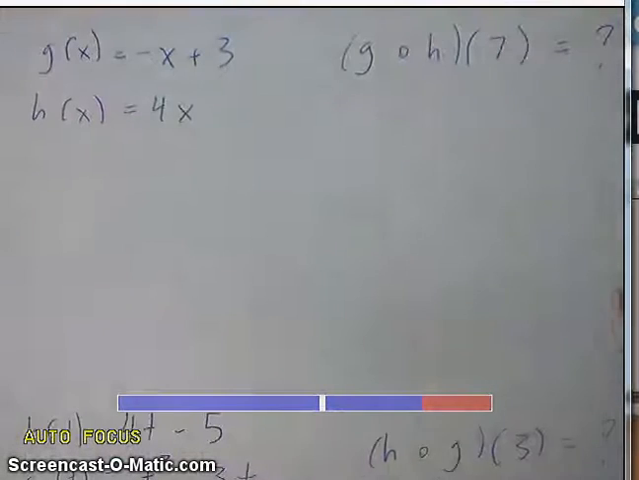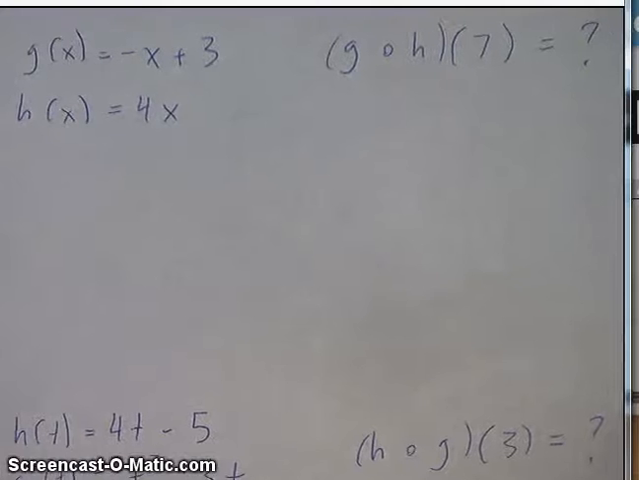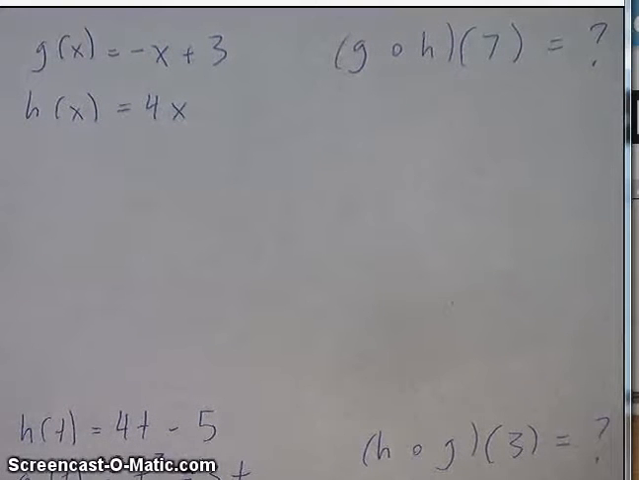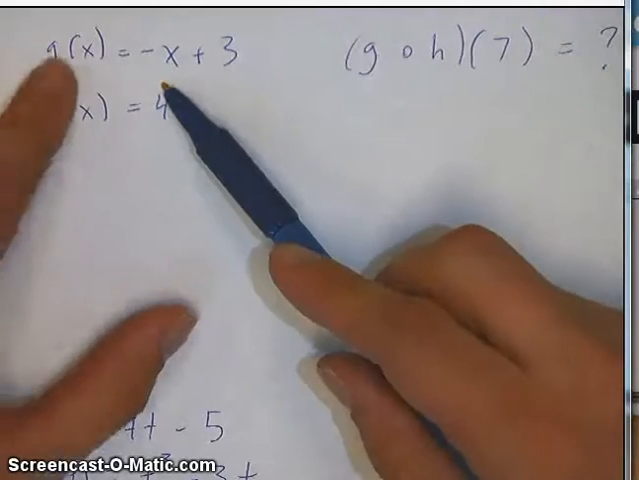I've got g of x. g of x equals negative x plus 3. And I have h of x, which is 4x. And I want to find g of h of 7. This is kind of a two-step process. The first step is to plug h into g.